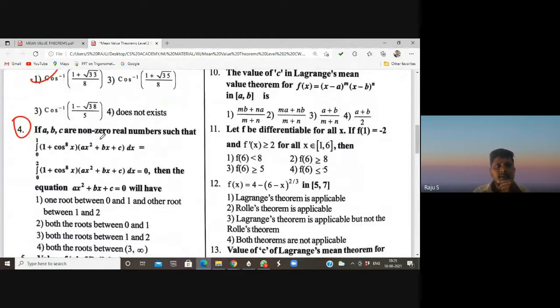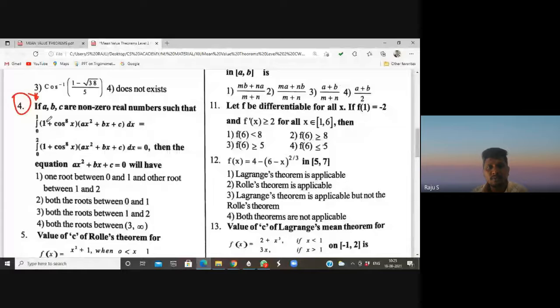A, B, C are non-zero. This is also important here, because it belongs to the mean value theorem and involves integration. So A, B, C are non-zero real numbers such that this value is 0. The first is equal to the second, that is equal to 0. Then the equation ax square plus bx plus c is equal to 0 will be, substitute 0 here, 0 into anything is 0. Nothing but here f of 1 is equal to f of 0 actually.